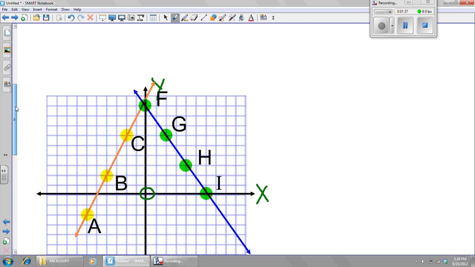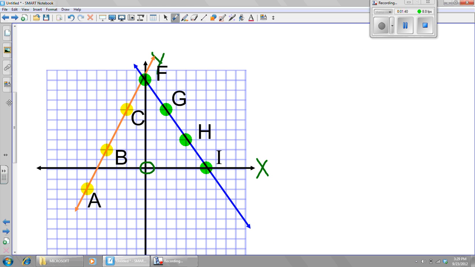Take this example here. I'm looking at the orange line right now, and I am going to pick 2 points on the orange line, any 2 points I want. Please note that this green point F here is not on the orange line, it's on the blue line. So I am going to count the rise and run from one of the points to another. I'm going to go from point A to point B, and so I'm going to count my rise. I'm going to rise 1, 2, 3, 4, and then I'm going to run over 1, 2 to get to point B.